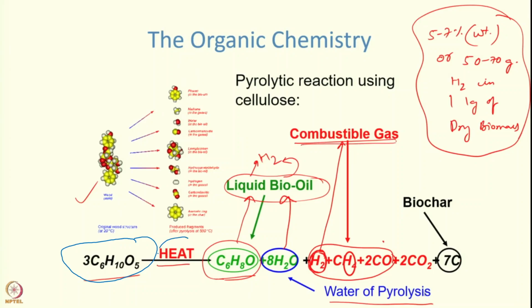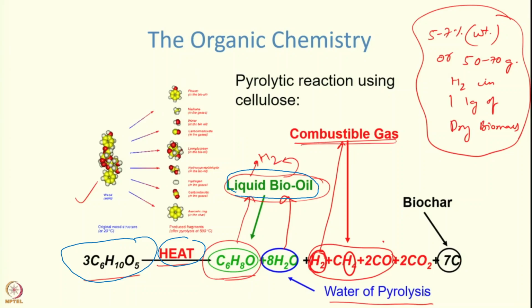If we provide some heat to the cellulose, first what will be produced is C6H8O and liquid bio-oil. This is called liquid bio-oil. If we give some heat and temperature to the wood, what will happen? It will not immediately form combustion gases, hydrogen, oxygen, carbon dioxide and carbon monoxide, and carbon will not form. In between, liquid bio-oil will generate.